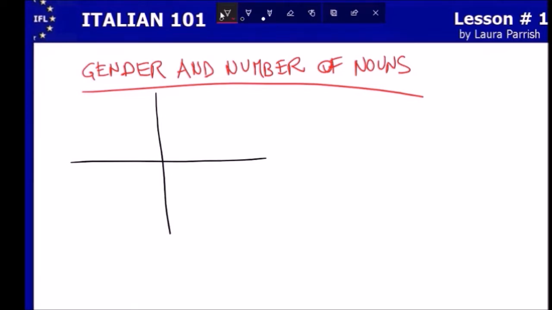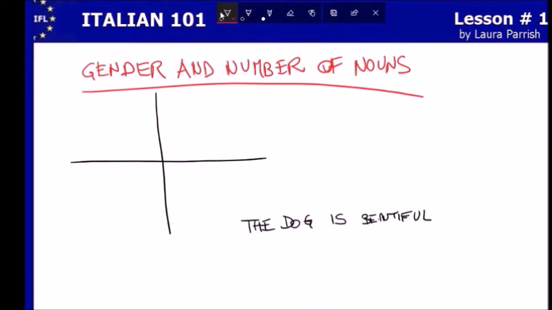Why? Because in a sentence, for example, let's say in Italian we want to say the dog is beautiful.